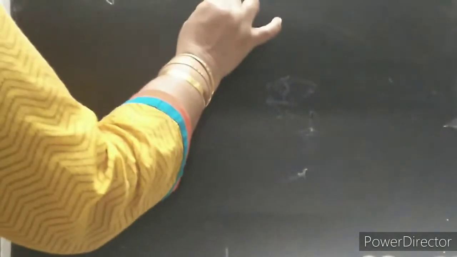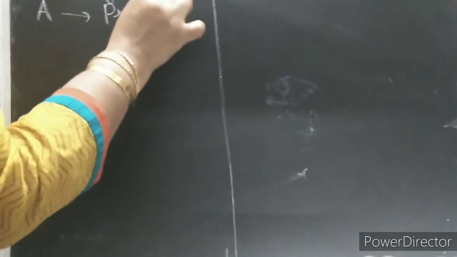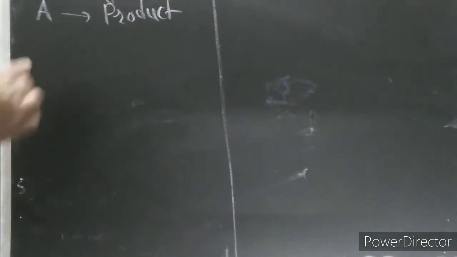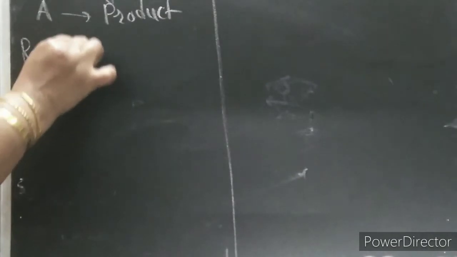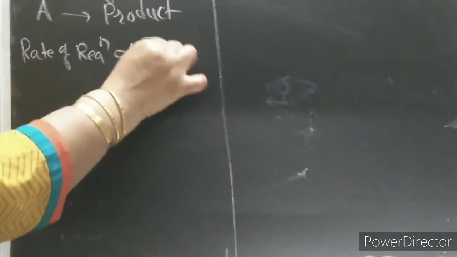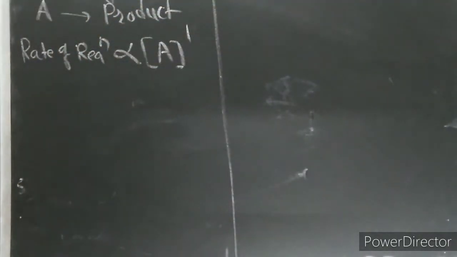Let us consider any general reaction. A gives product, suppose the product will be B. So what is the rate law for this simple reaction? Rate law states that rate of reaction is directly proportional to the concentration of reactant raised to power 1, because the order of reaction is 1.